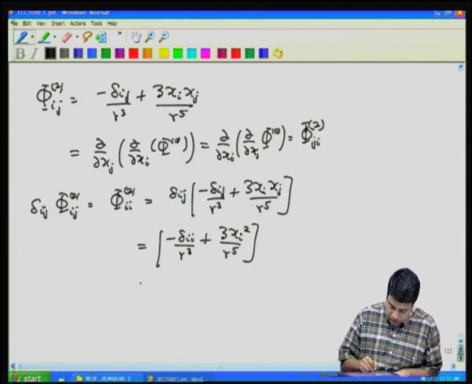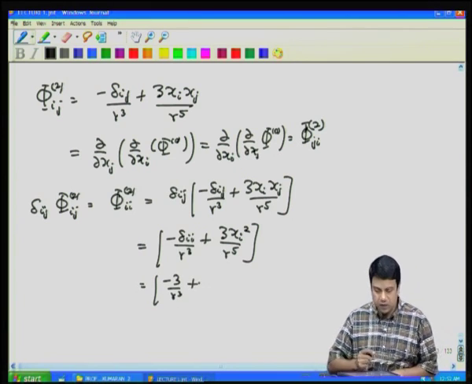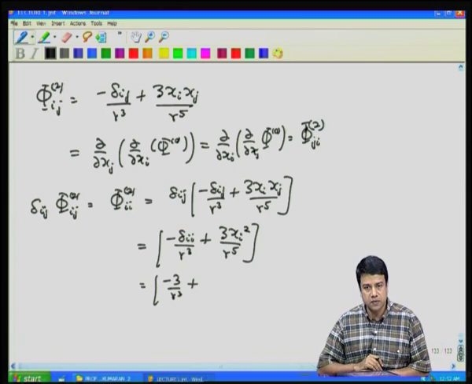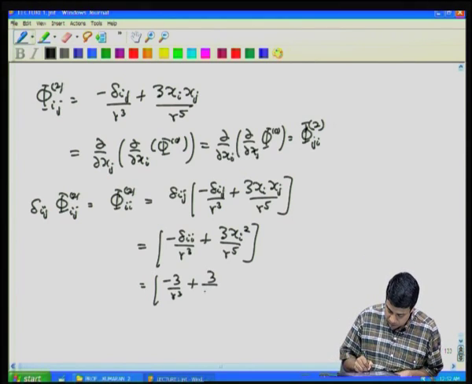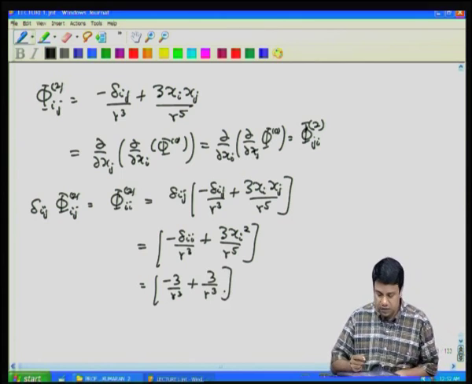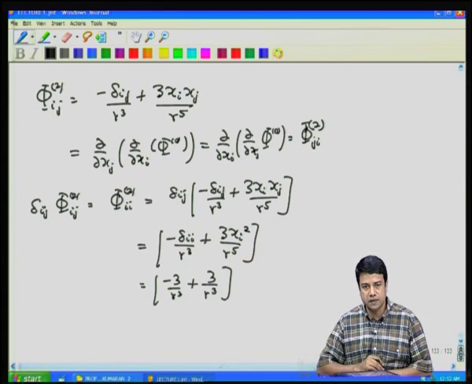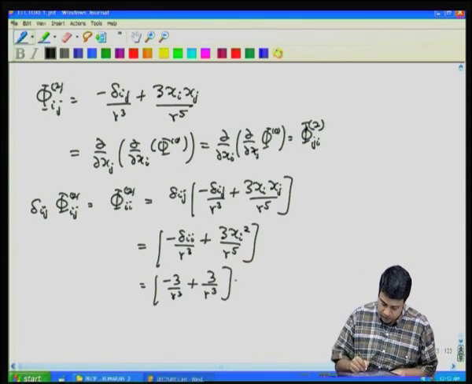Okay. So, it is equal to minus 3 by r cubed plus 3 x i square by r power 5. x i square is x 1 square plus x 2 square plus x 3 square, that is equal to r square. So, this becomes equal to plus 3 by r cube. So, I can cancel out that r square by r power 5 is equal to 1 over r cube. So, this is equal to 0.